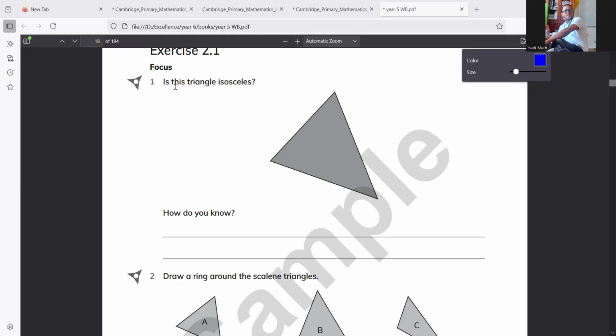Question number 1. If this triangle is isosceles, all you need to do is get your ruler and measure the sides. When you measure the sides, you'll find this side here is equal to this side here. The two sides are equal. So you're going to say what? Yes. It is isosceles.